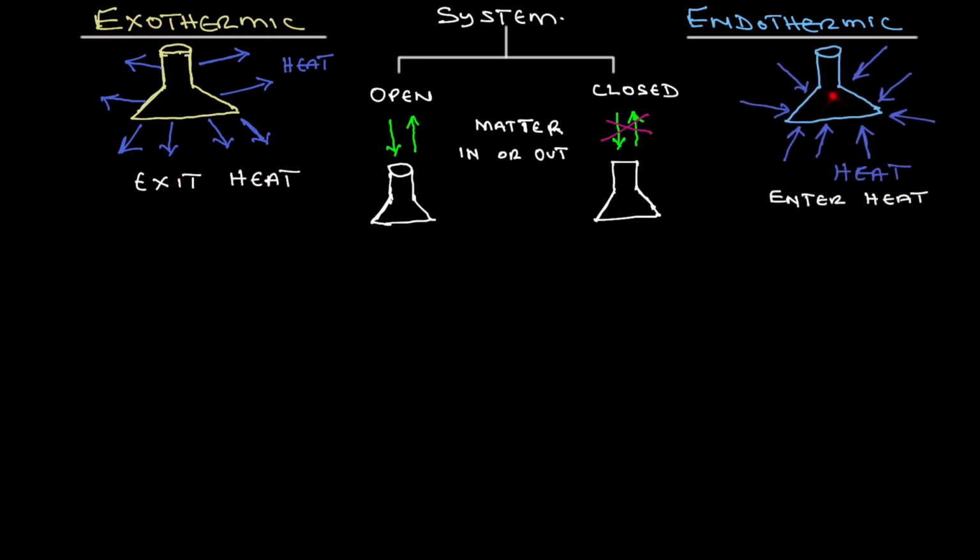In this system, heat is going into the system. It means the system is colder than the surroundings. Endo means enter, thermic means heat. Entering heat into the system is endothermic.